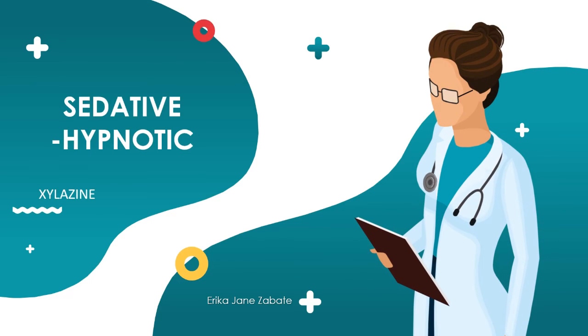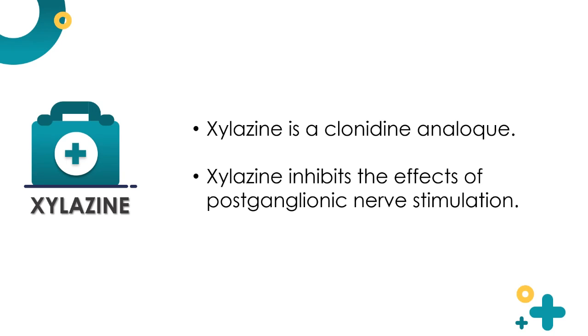Hi, my name is Erica Jane L. Zabate, and today I'm going to tackle the next drug, which is xylazine. Xylazine is a clonidine analog. It is used primarily for sedation, anesthesia, analgesia, and muscle relaxation, but it has other pharmacological effects. Most of these effects consist of bradycardia and hypotension. Xylazine inhibits the effects of postganglionic nerve stimulation.